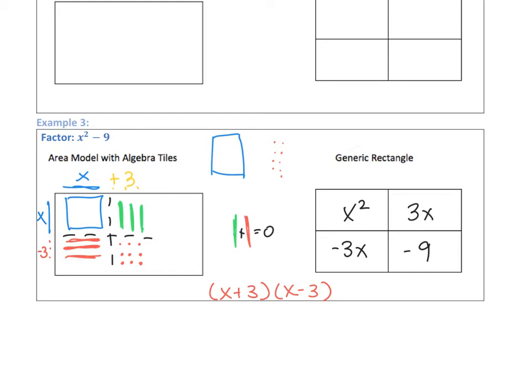If I go back over here to this other one and I start thinking about my GCFs, vertically, the thing that divides evenly into both of those is X. Same thing on the right side. The biggest thing that divides evenly into both of those is 3. On the tops, the biggest thing that goes into those is X. On the bottom, it would be a -3 because they're both negative, so the GCF would be -3. And again, that corresponds directly to our area model.